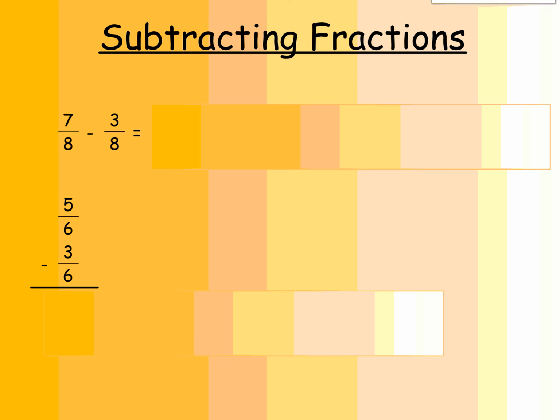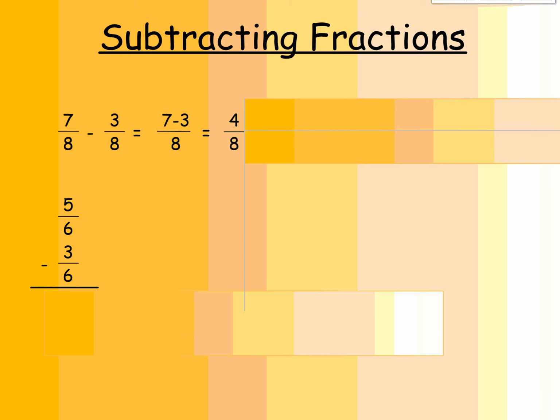So when we do 7/8 minus 3/8, what we're really going to do is 7 minus 3 over 8. Well, 7 minus 3 is 4, so we would get 4/8. Now we just have to imagine or think about whether or not we can simplify 4/8. Well, since 4 and 8 can both be divided by 4, I'm going to simplify by 4. 4 divided by 4 is 1. 8 divided by 4 is 2. So the answer is 1/2.